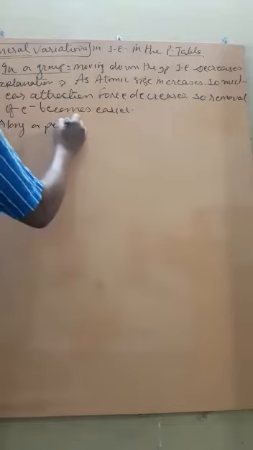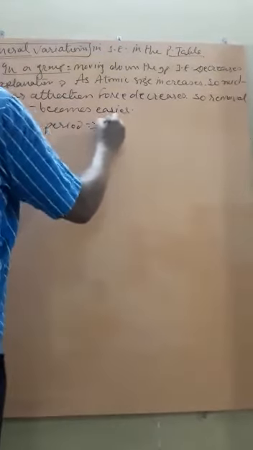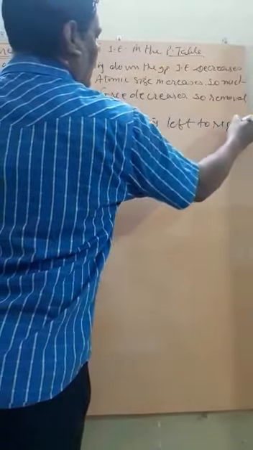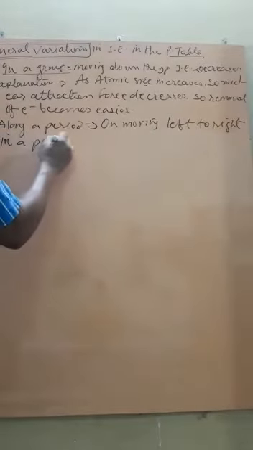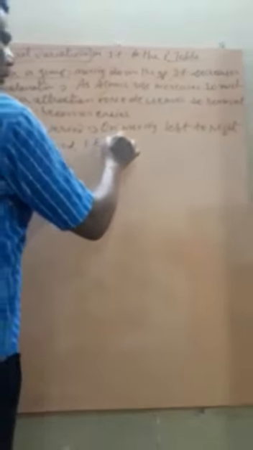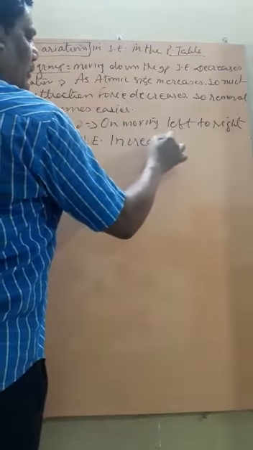And the second one is along a period. Along a period means what? On moving left to right in a period, ionization enthalpy increases. This is the general trend: increases. Now, what is the reason behind it?